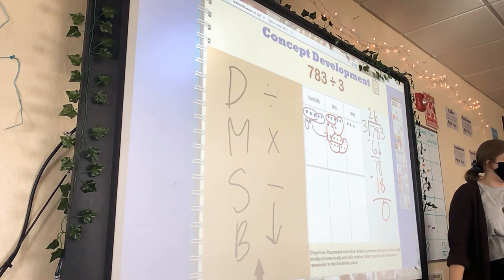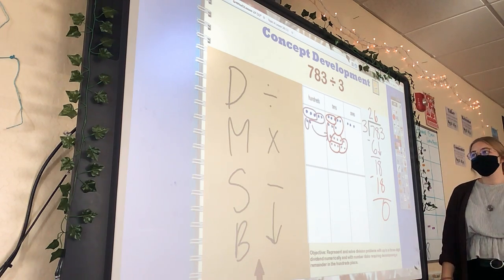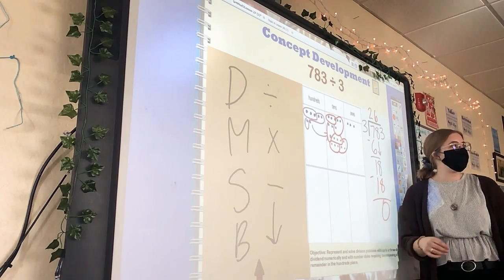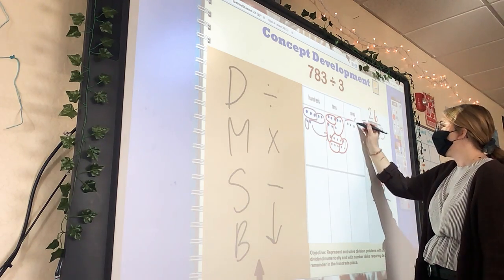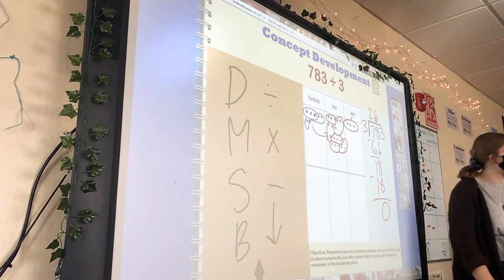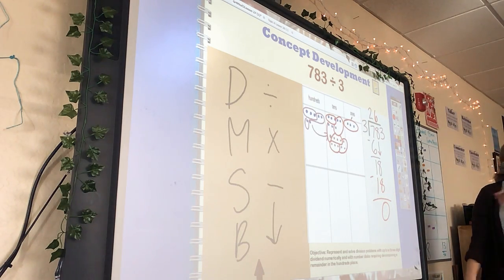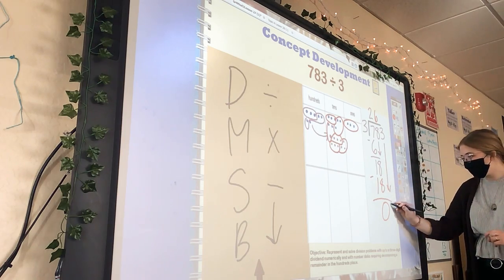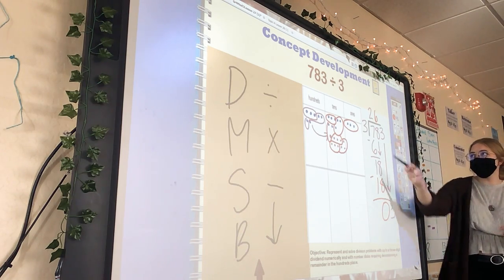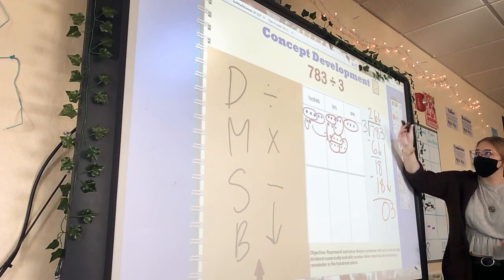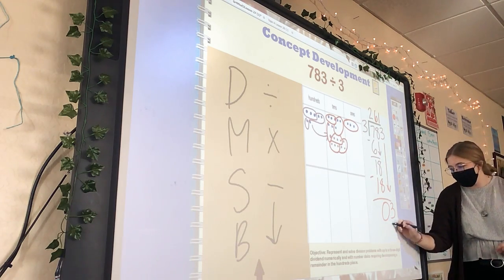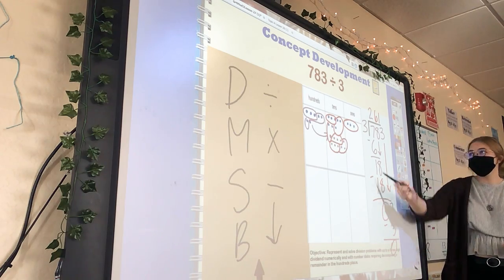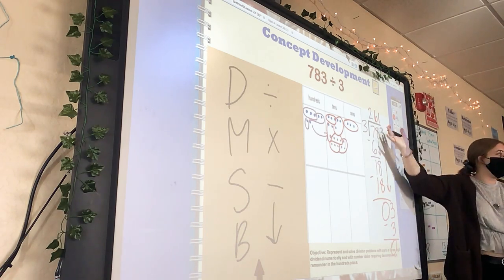Everybody with me so far? Yes. Okay, I'm going to move a little faster. Now, go ahead and circle your groups of 3 in the ones place. Ready? Go. Be very quick. How many groups of 3 were you able to circle in the ones? 1. Okay? So, after I bring down the 3, 3 divided by 3 equals 1. 3 times 1 is 3. So I subtract. There was nothing left over in the ones place. So I have my final answer.